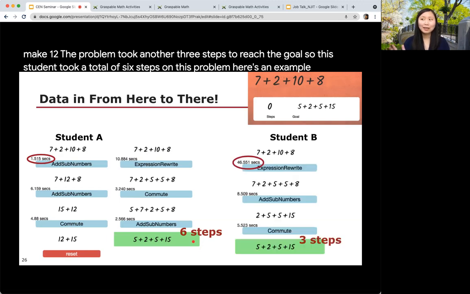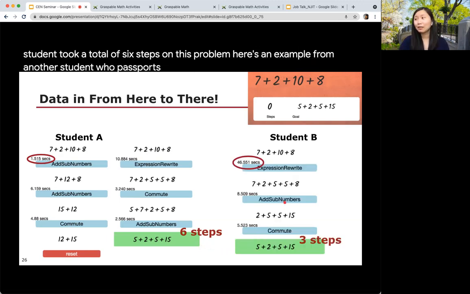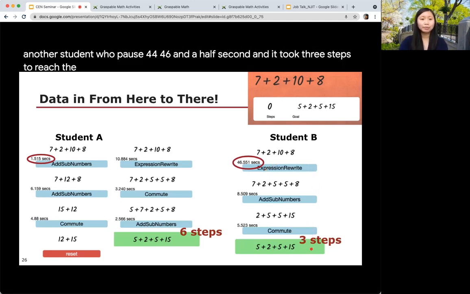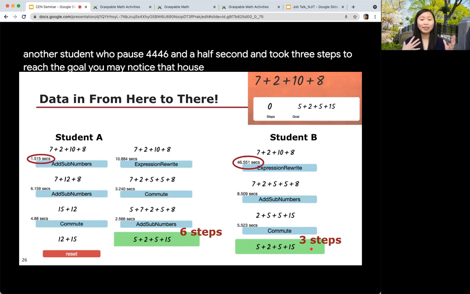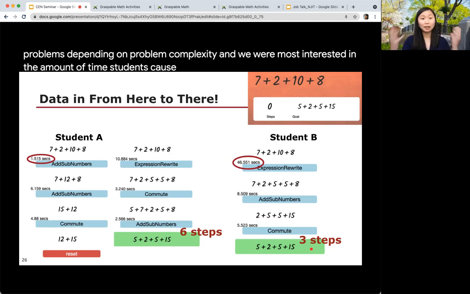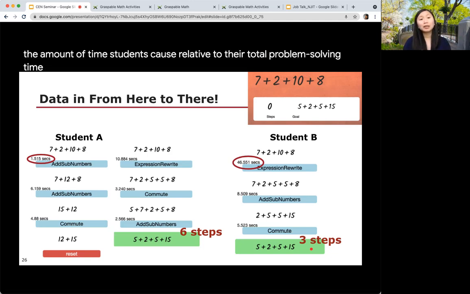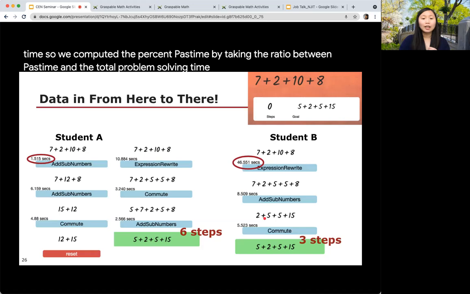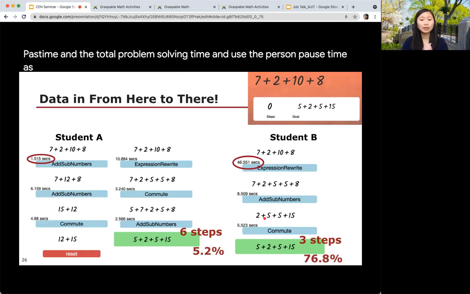Here's an example from another student who paused for 46.5 seconds and took 3 steps to reach the goal. You may notice that pause time varied across students and problems depending on problem complexity, and we were most interested in the amount of time students pause relative to their total problem solving time. So we computed the percent pause time by taking the ratio between pause time and the total problem solving time, and used the percent pause time as a predictor in our analysis.